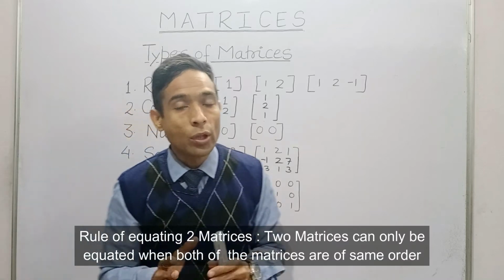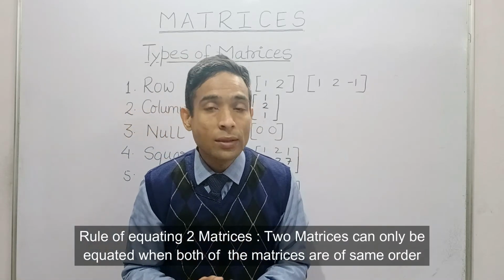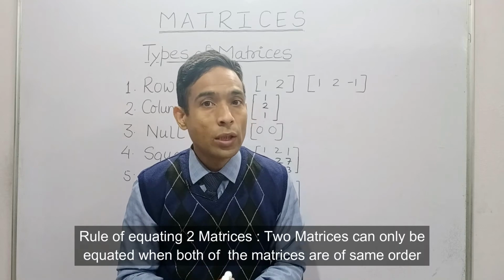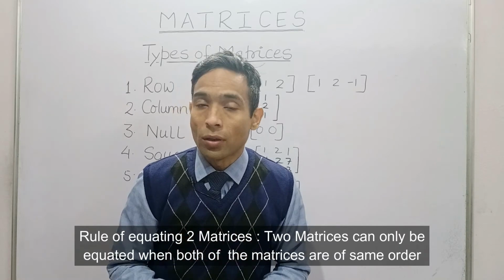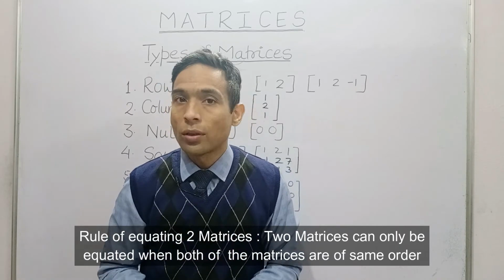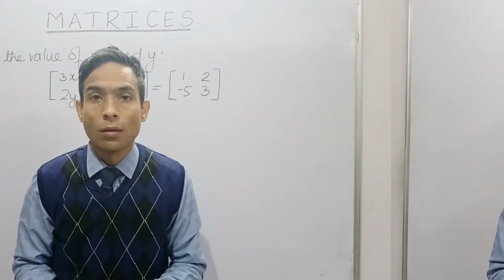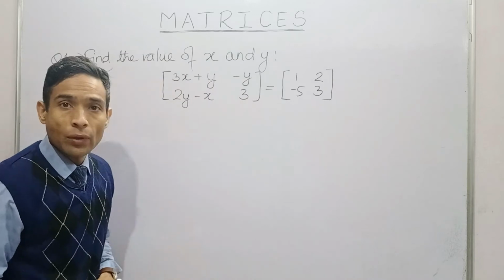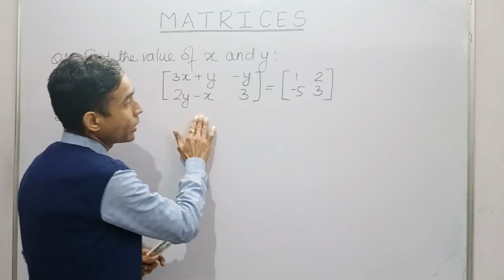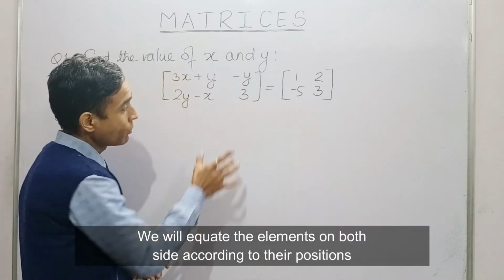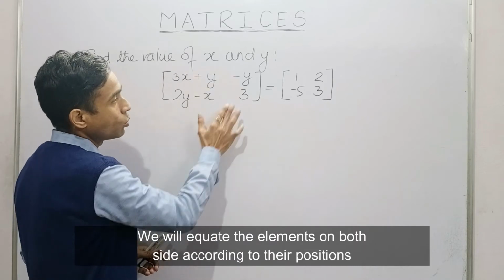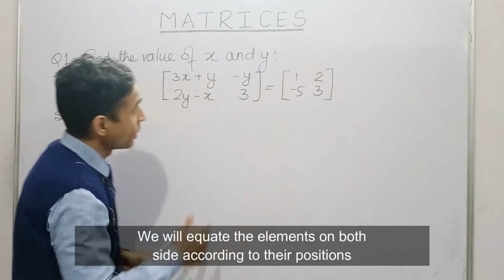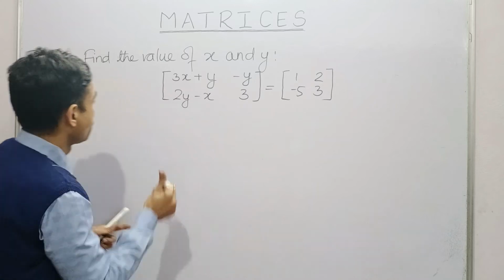Now the rule of equating two matrices. Two matrices can be equated only and only when they are of same order. Now let's do some questions on this topic. In the first question, we have to find out the values of x and y, and we know the rule. We can equate two matrices only and only when their order is same. This is of 2 order and this is also of 2 order. Let's equate the elements now.